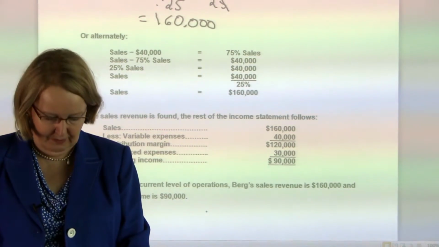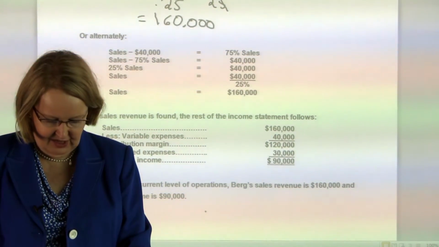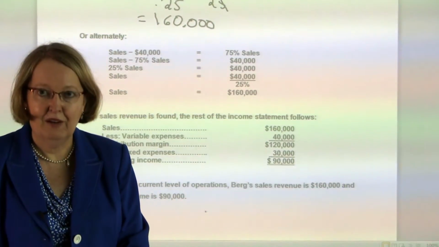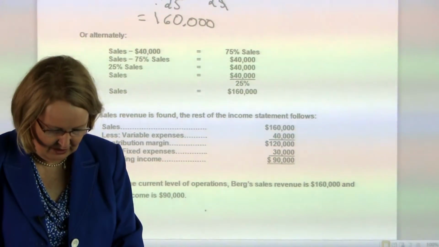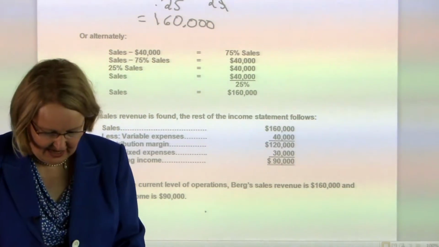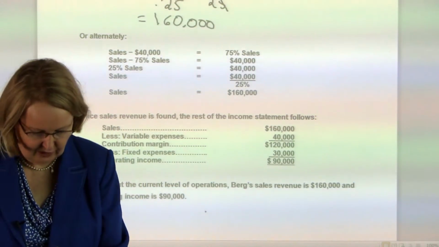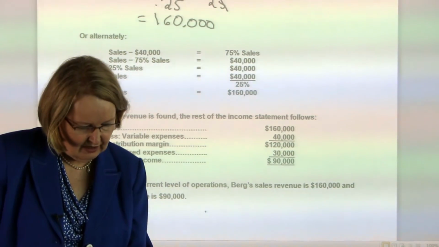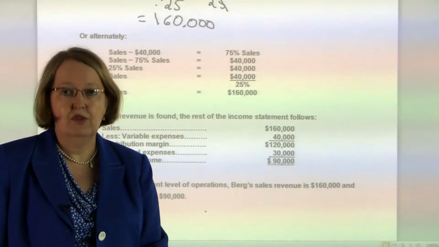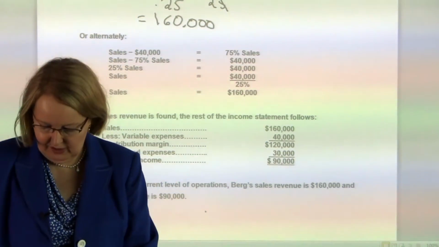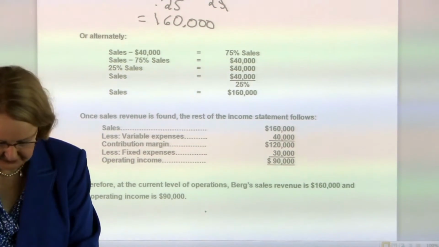This is problem number 7-19A, and this one starts on the bottom of page 431, continues on to 432. So here we're looking at Happy Wok Restaurant, and the first requirement here is to calculate the contribution, using the contribution margin shortcut to calculate what the break-even sales would be in dollars.